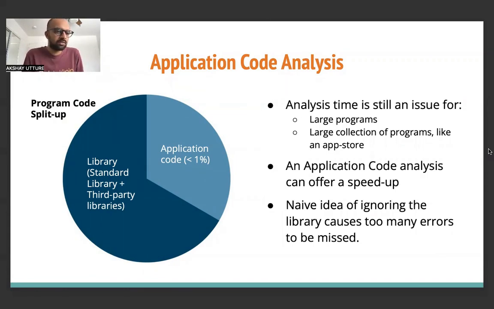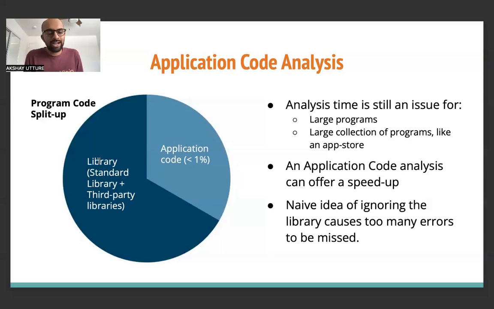Here's a split up of program code. We have the application code and the library, which consists of the standard library and third-party libraries. For example, in the NJR dataset, we see that less than 1% of the Java code is actually application code. So there is potential for a lot of speed up here because most developers only care about errors that manifest in the application code. Errors that manifest in the library anyways are not under the control of the developer.